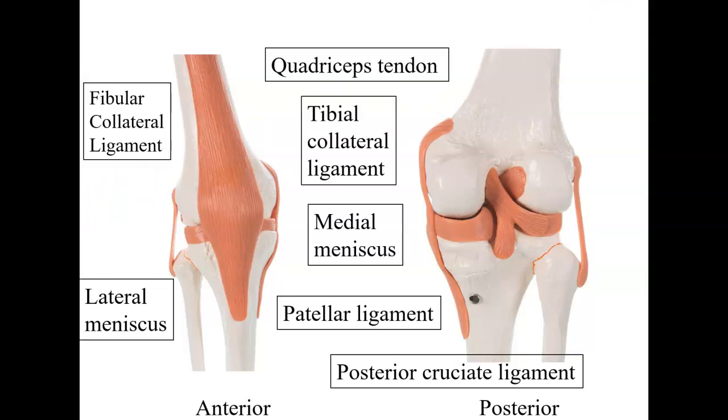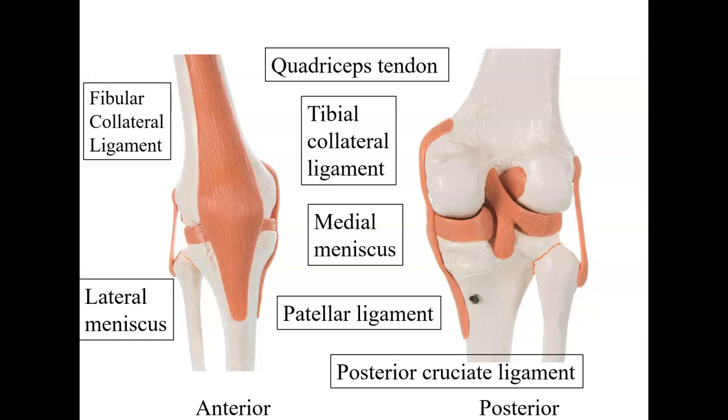Okay, so next we'll go ahead and do the posterior cruciate ligament. From the posterior side, we can see this ligament right here, which is holding the femur to the tibia. Again, you can only see this in the posterior view in these particular model pictures. There are little pads of fiber cartilage which help to stop the knee from rocking on top of one another.